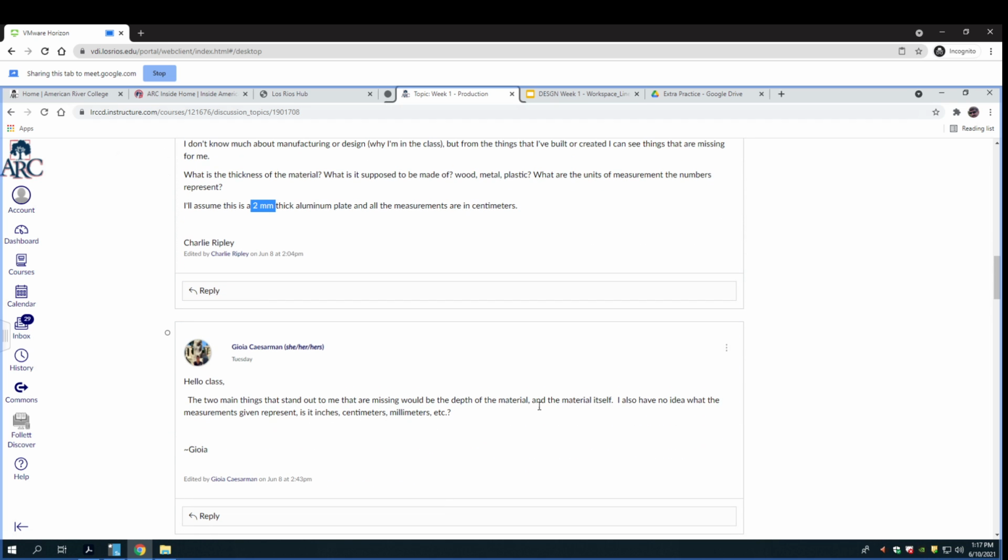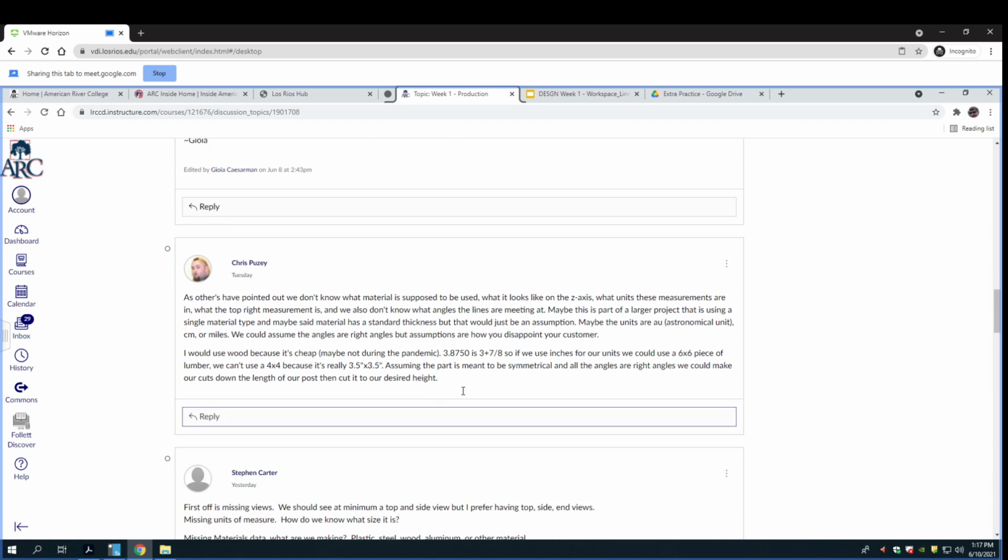So here was some more about it. The material, the depth, those are some. Here's a really good one. What does that dimension actually mean? Okay, and what can I make this out of? I could make it out of a 4x4 because a 4x4 is 3.5 by 3.5. And so you could slice it and get the thickness of it.